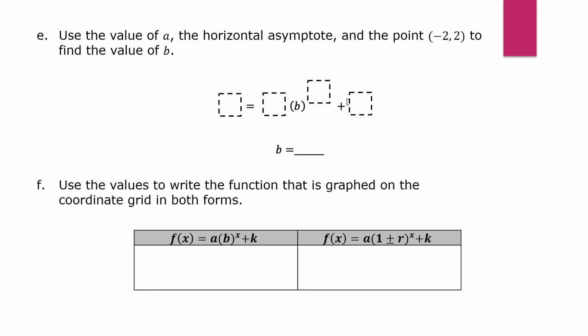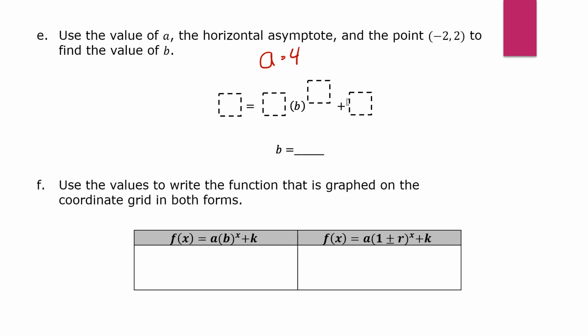All right, so next part says use the value of a, the horizontal asymptote, and the point (-2, 2) to find the value of b. So we know what our a is. We said that a was 4.